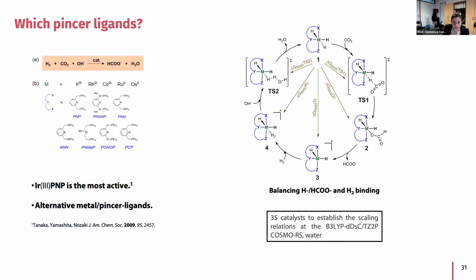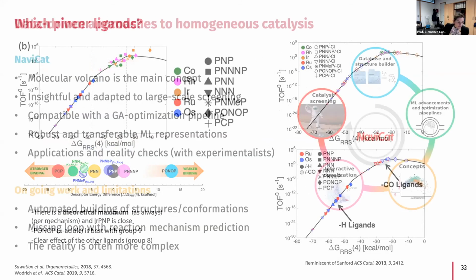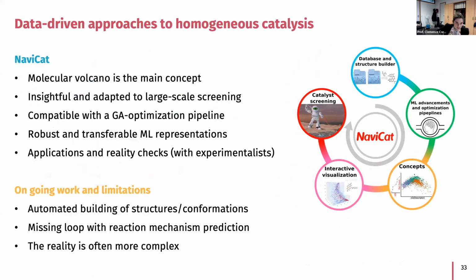With this, I think I had other examples, but I want to conclude here to eventually leave time for questions. Just briefly to wrap up, the concept that we use for everything are those kind of molecular volcanoes. If you have that, we can do many things with this. There's still a lot of limitations. We are missing automated reaction mechanism prediction to do everything even faster, and automated building of structures and conformations. This is something that we're working on.